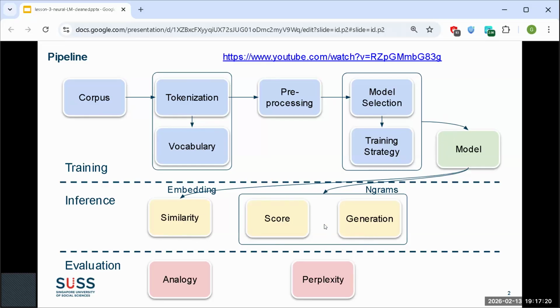Okay, so Gina is asking what is N-gram, is it like feature engineering.